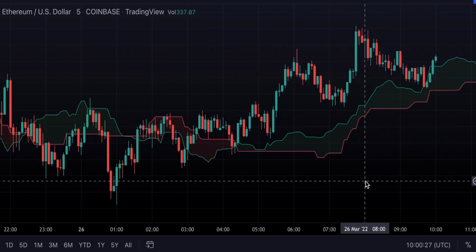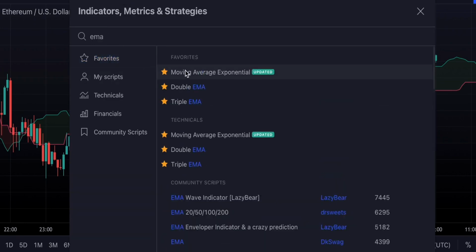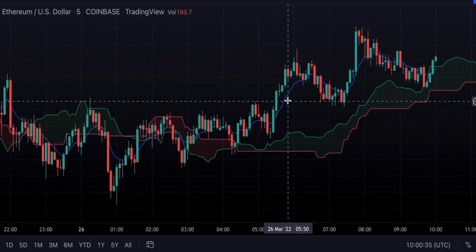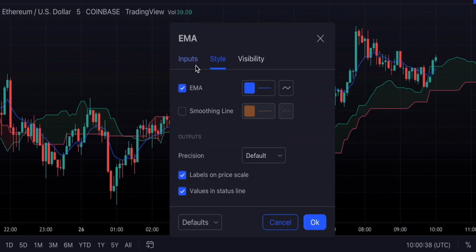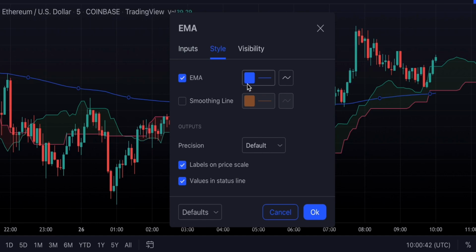The next indicator we're going to use is going to be an exponential moving average. And we're going to set the length to 200. And we're going to make it more visible.